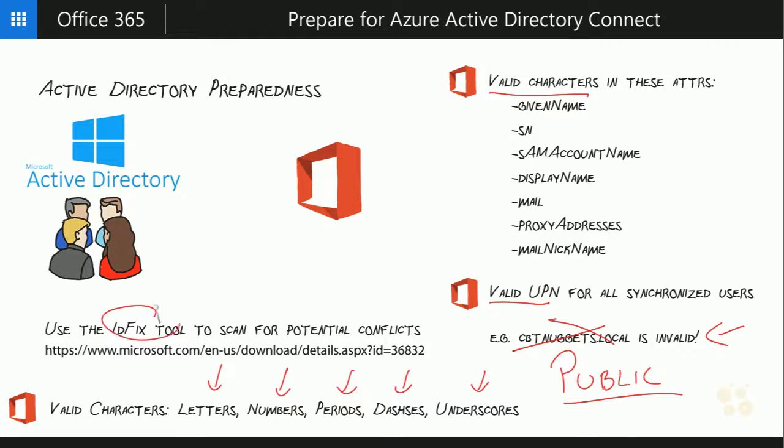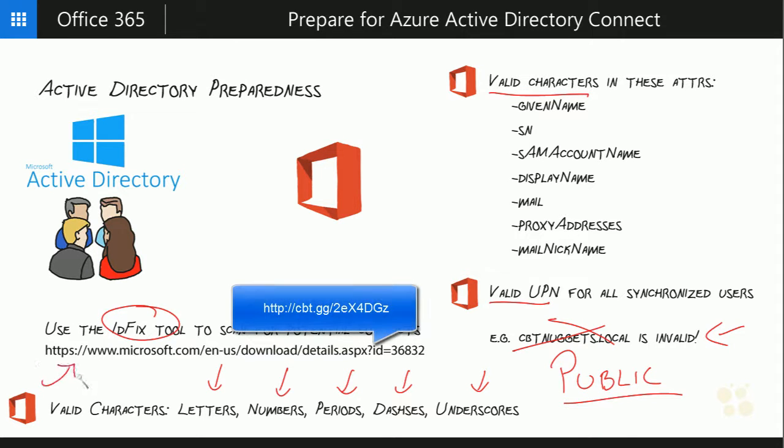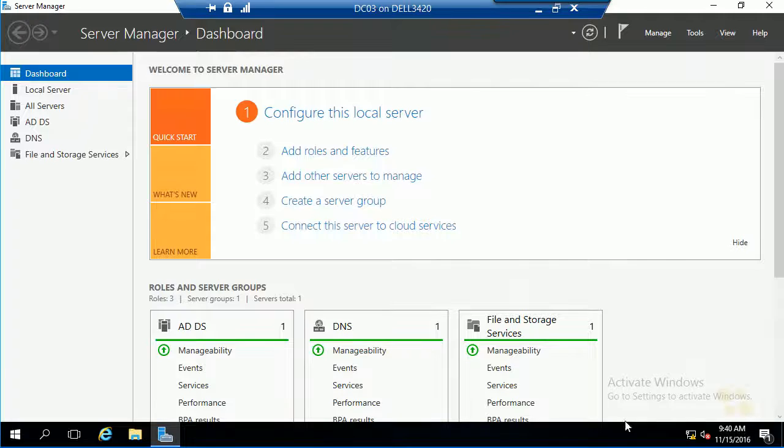Microsoft has supplied us with the ID Fix tool. You can find it at this URL right here. ID Fix will scan your Active Directory and report any invalid entries that will have difficulty synchronizing to Azure AD Connect. Let's finish up by taking a look at an Active Directory server and seeing how we can deal particularly with these invalid UPN names. But I also like to run this ID Fix tool and show you how that works.